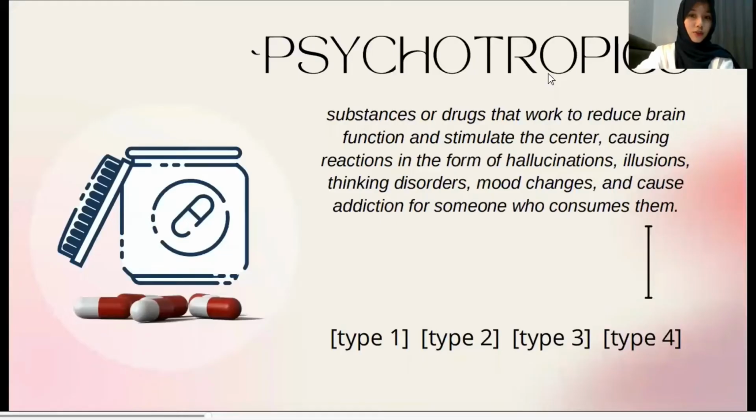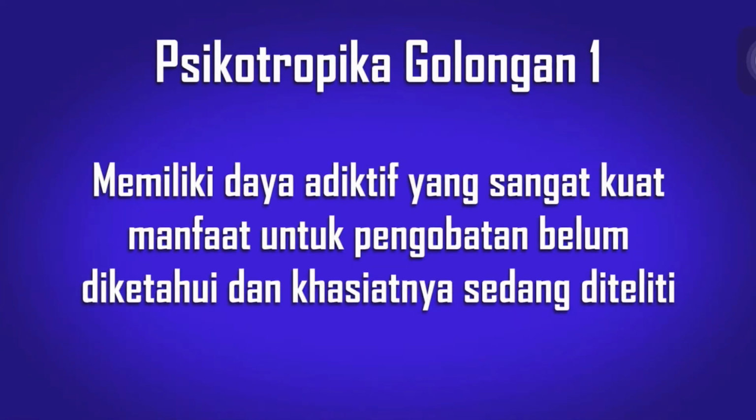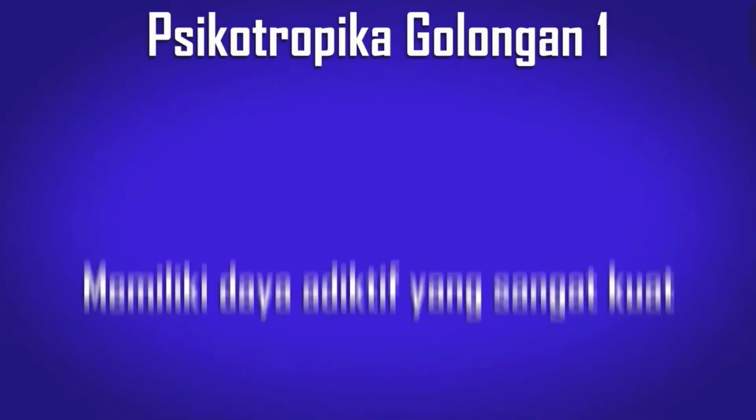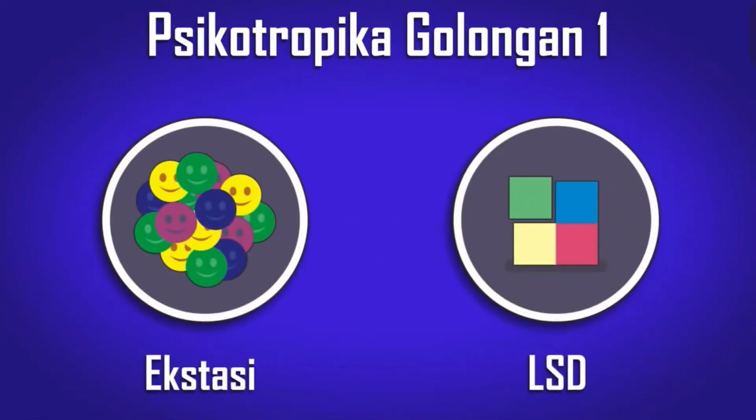And then next is psychotropics. Psychotropic substances are drugs that work to reduce brain function and stimulate the central nervous system, causing reactions in the form of hallucinations, illusions, thinking disorders, and mood changes, and cause addiction for someone who consumes them. Psychotropics can be divided into four types. Class 1 psychotropics have a very strong addictive power, and their usefulness for treatment is unknown, as their efficacy is still being researched. Examples are ecstasy and LSD.